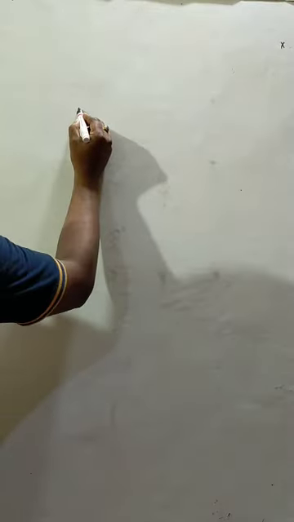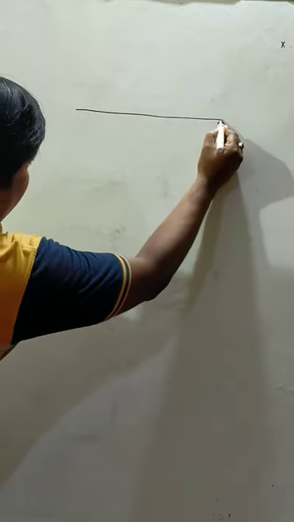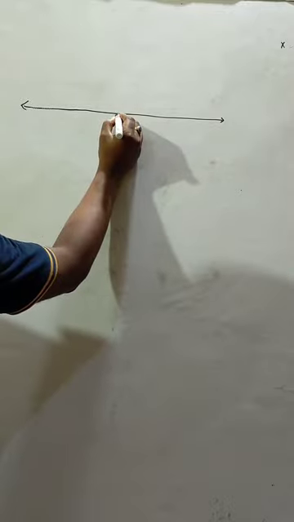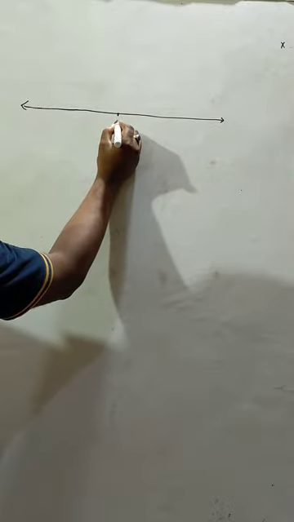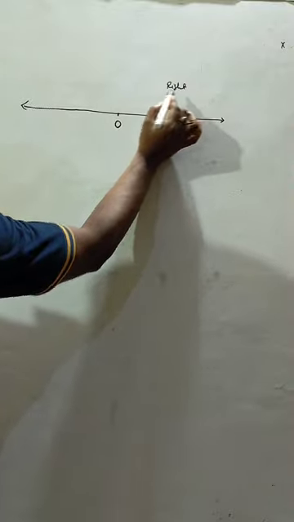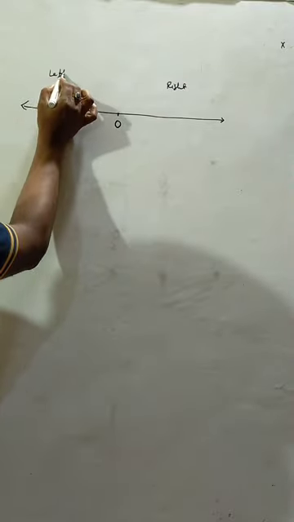A number line is a straight line. Suppose this is a number line. This is a straight line. This way we will draw a number line. We will put a mark on its center and represent it by 0. This is the right hand side and this is the left hand side. This is the left side of the 0, this is the right side of the 0.